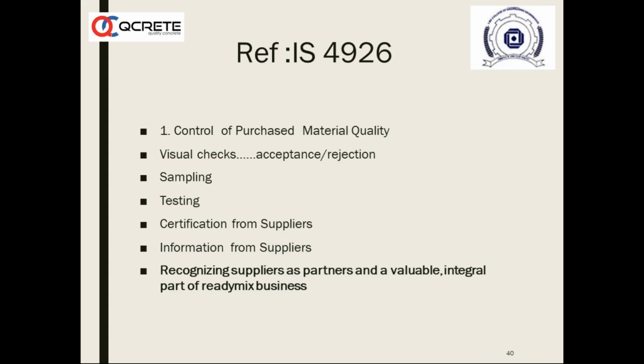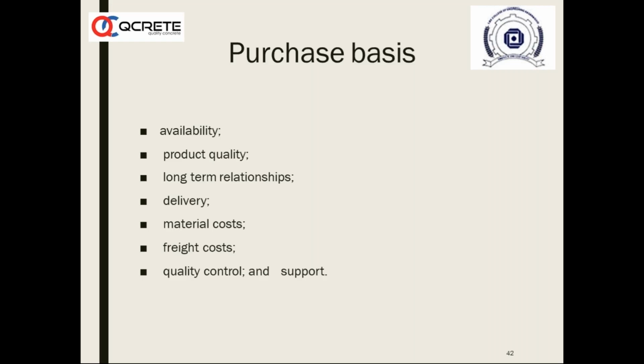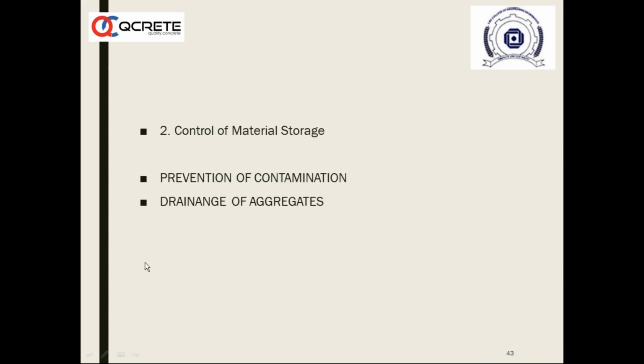testing of purchased material, whether there are certificates for supplied material, and whether information from the supplier is there. Inward material is weighed on a weighing scale, that is, big weighing scales. The purchase basis is availability, product quality, long-term relationship with the supplier, delivery, material costs, and freight costs. You cannot bring the material from a long distance; you have to bring it from the shortest distance available. Then quality control and support: how the vendor is supporting the Readymix company. All these things are important which we need to control.